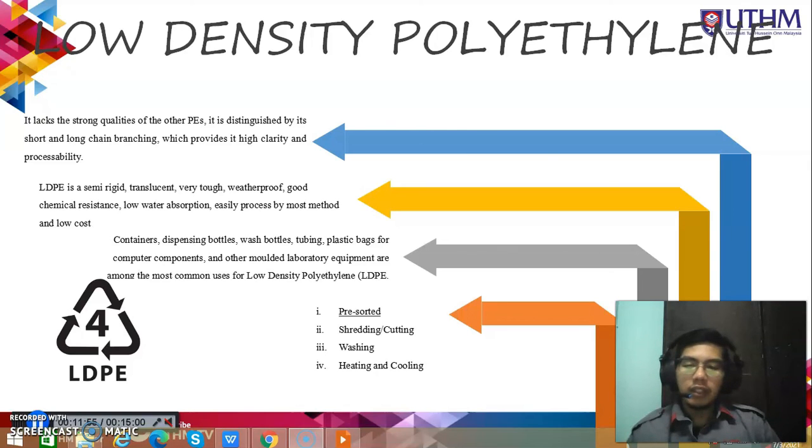After that, we need to wash the plastic flakes because we need to make sure the plastic is clean from any other material or substance. And lastly, heating and cooling. After washing the plastic flakes, we need to dry them and let them cool.